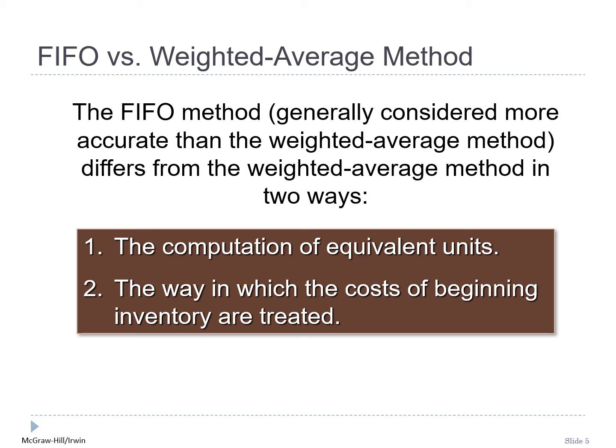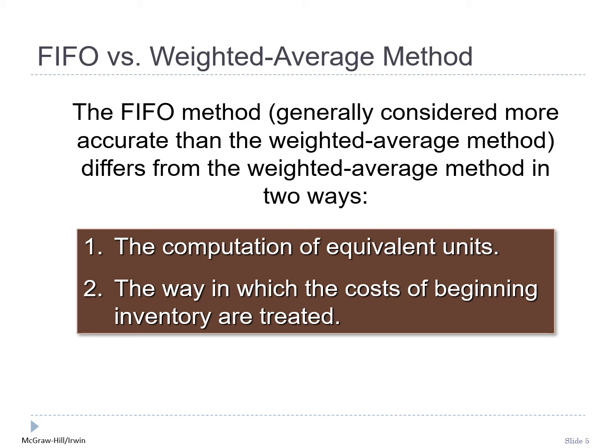According to that book, first, FIFO and weighted average differ in the way the computation of equivalent units is done. So that is correct. Actually, later, when we discuss, you will see that the difference in EUP between weighted average and FIFO is only in the beginning EUP of the beginning inventory. Number 2, the way in which costs of beginning inventory are treated.